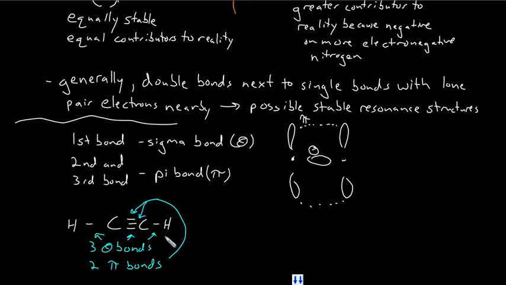So take a look at acetylene here. How many sigma and how many pi bonds do you have? Well, we have 3 sigma bonds. We have this first bond between hydrogen and carbon, this first bond between hydrogen and carbon, and the first bond between carbon and carbon. But we also have 2 pi bonds. The second and the third bond between carbon and carbon, those are pi bonds. So the first bond between any two atoms is sigma, and the second and third bonds are pi.